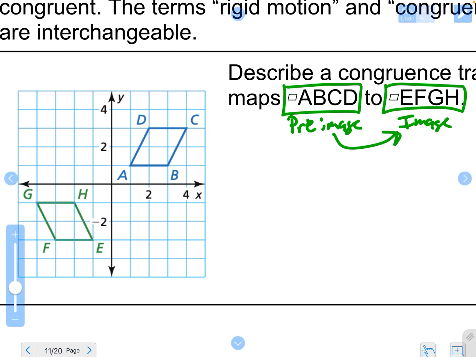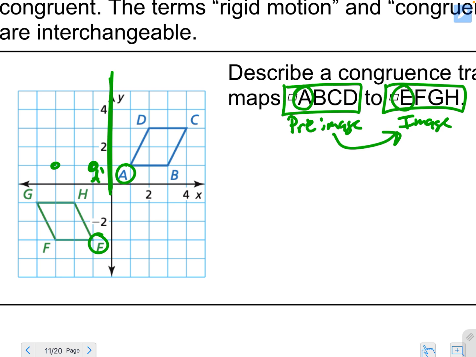The way it's written, I want my A to line up with my E. So if I need my A to line up with the E, the first thing I'm probably going to do is reflect it over the y-axis. If I reflect it over the y-axis, this would get me A prime, and then B is 1, 2, 3 away. That'd be B prime, D is 2 away, and then C is there. Nope, C is there. C prime.